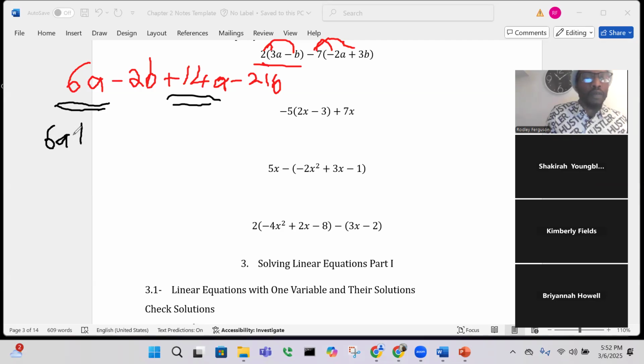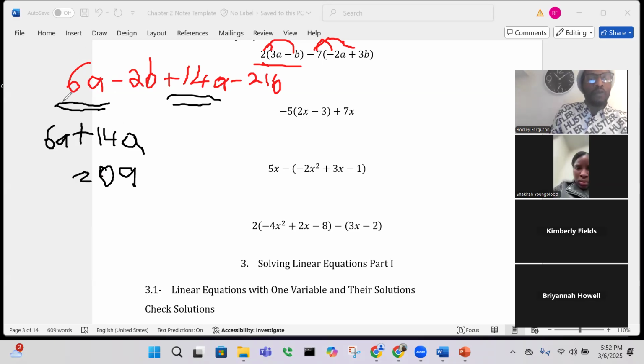6A plus 14A. And right there you see that's 20. 6 plus 14 is 20. I would just write 20A from jump. From the moment I put this to here, I'm doing 20A. Then I'll subtract. We're going to do minus 2.